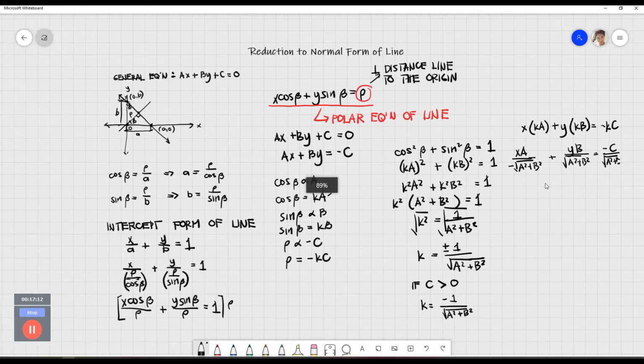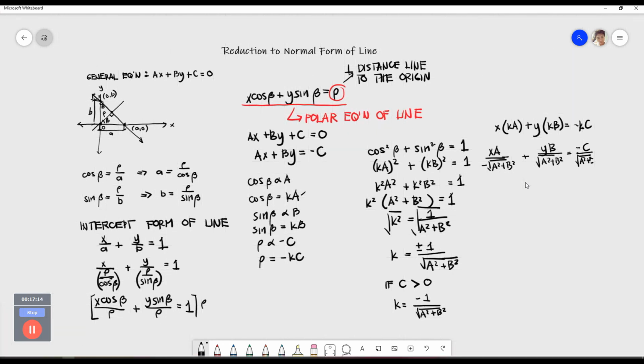If you simplify this one, negative over negative becomes positive. This new equation will be the normal form of the line.